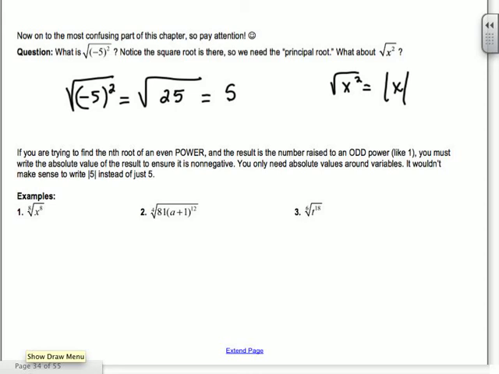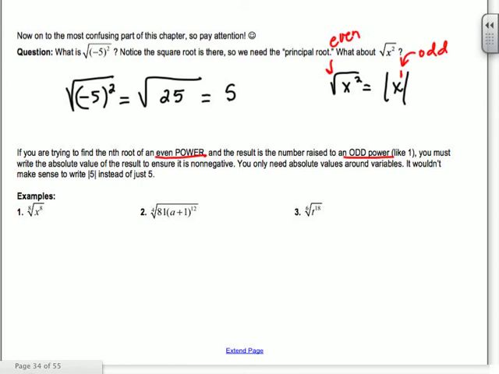Okay, so that means when you take an even root and you end up with something to an odd power, you have to put an absolute value. So it says if you're trying to find the nth root of an even power and the result is a number raised to an odd power, see how this was x to the first? This was an odd power, but it was an even root. You must write the absolute value of the result to ensure it's non-negative. Okay, so always think about plugging a negative number in and see what you would get.